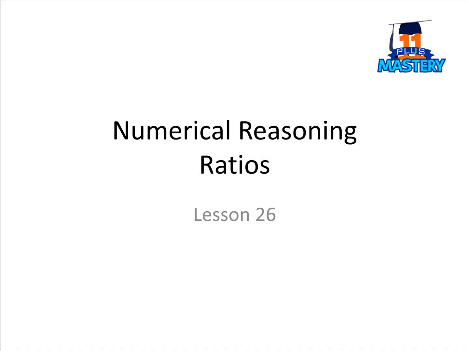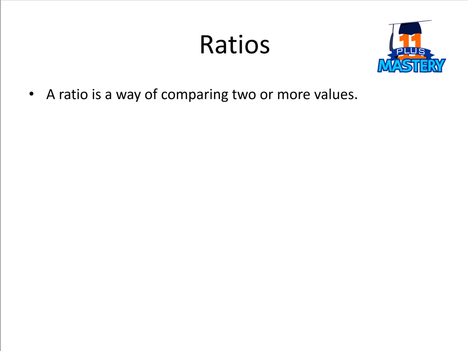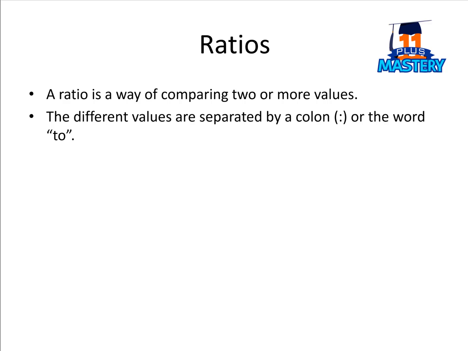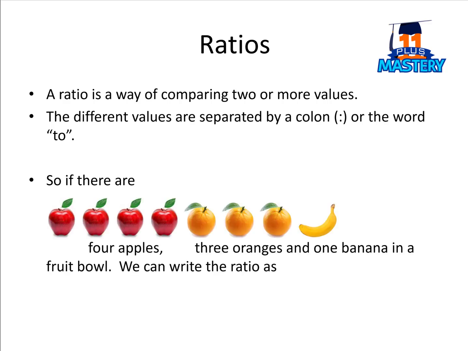Welcome to Lesson 24 of Numerical Reasoning. Today we're going to look at ratios. A ratio is a way of comparing two or more values. The different values are separated by a colon or the word "to". So if there are 4 apples, 3 oranges and 1 banana in a fruit bowl, we can write the ratio of apples to oranges to bananas as 4 is to 3 is to 1.